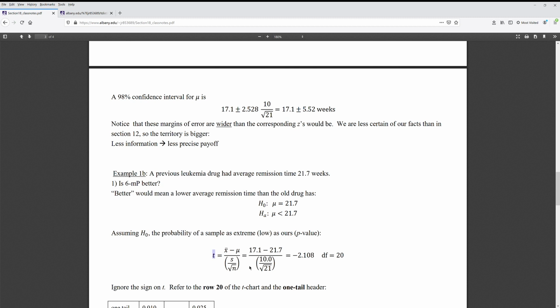The fact that it's an s makes this a t. So the s is 10. It really is the square root of n. It really is 21. Again, this is not the degrees of freedom issue. This is still the sample size down here, 21. Compute it out, and you get negative 2.108.